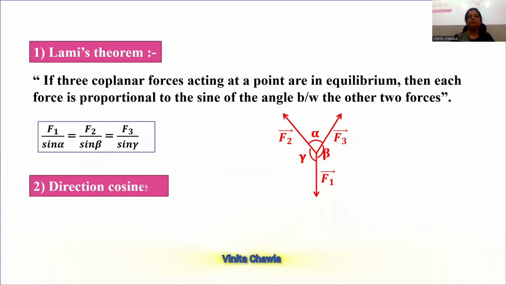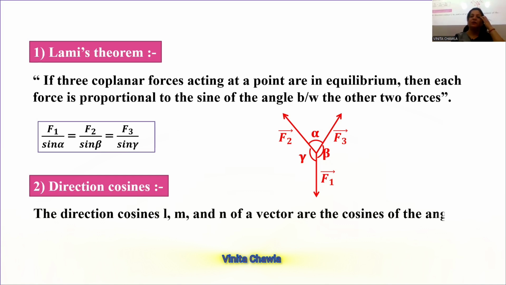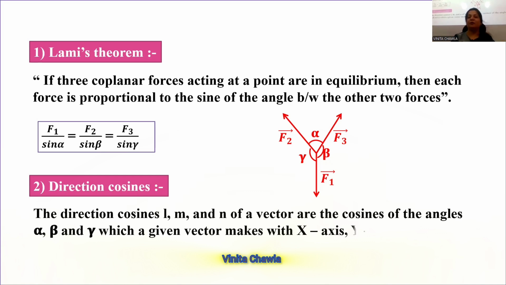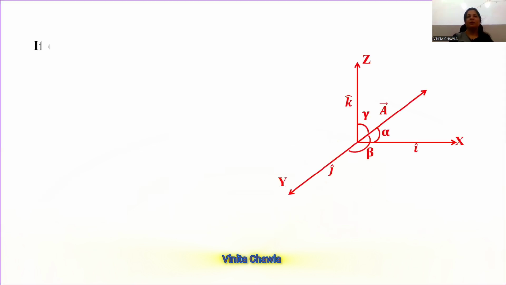And similarly, we can write direction cosines L, M, and N of a vector. See, L, M, and N represent direction cosines. They are the cosines of the angles alpha, beta, and gamma, which a given vector makes with x-axis, y-axis, and z-axis respectively. देखो यहाँ.